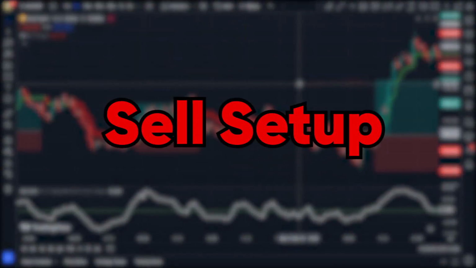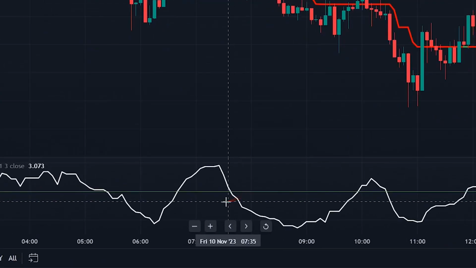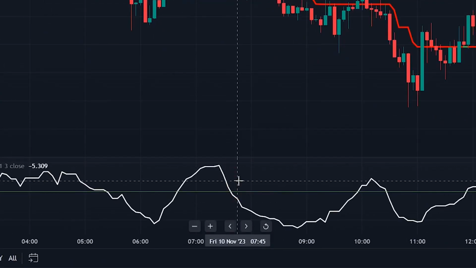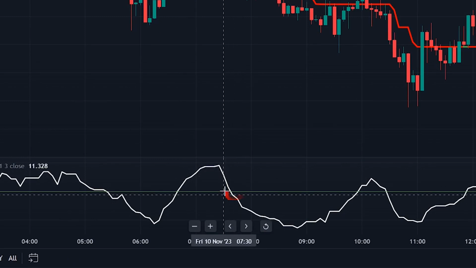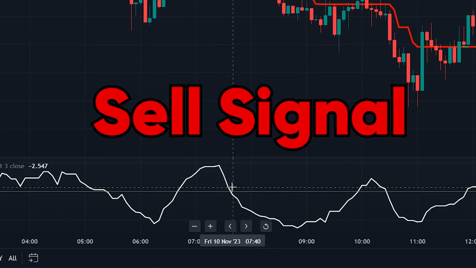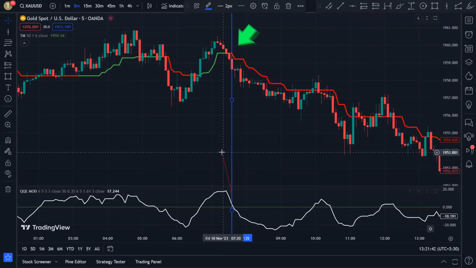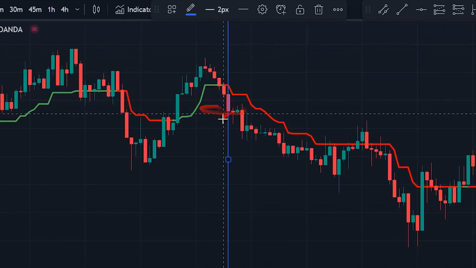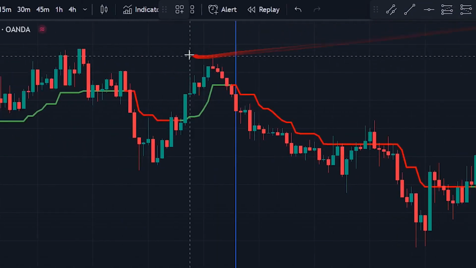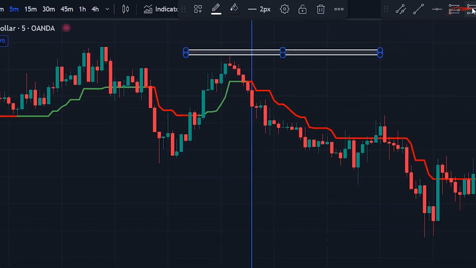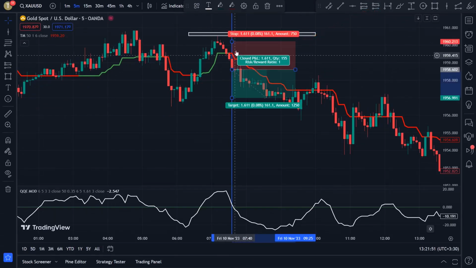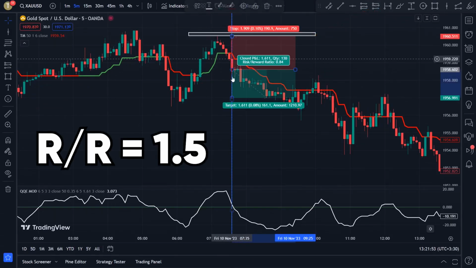Sell setup. Here we see the QQE line has crossed from above the zero line to below and given us a sell signal. Now we just need the Trend Magic indicator to change color to red so we can enter a trade. In this case, we set our stop loss above the previous high of the market. And risk to reward ratio will be 1 to 1.5.